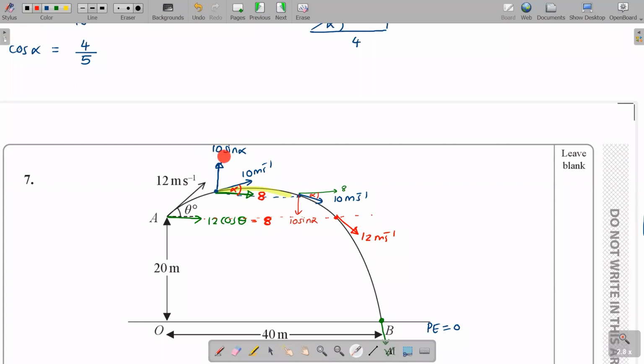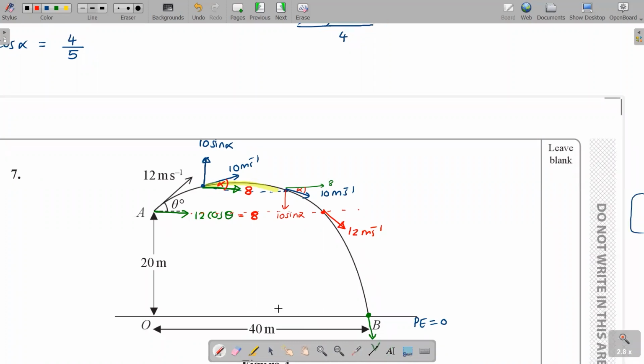Yeah, so to find this 10 sine alpha, you could even use Pythagoras, because here you have 10 and here you have 8. So you could say 10 squared equals 8 squared plus this value here squared, and then get this value as 6. Okay, so that can also be done.